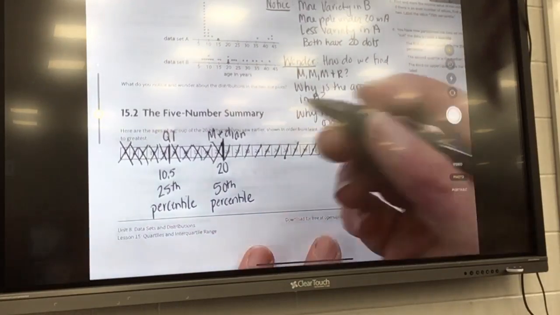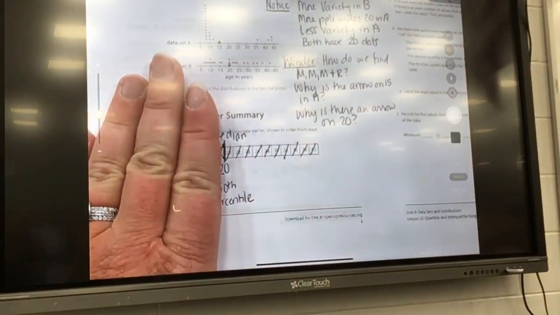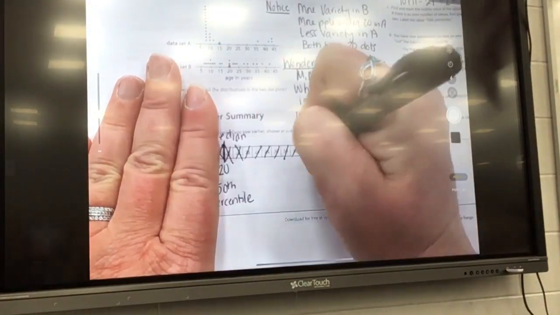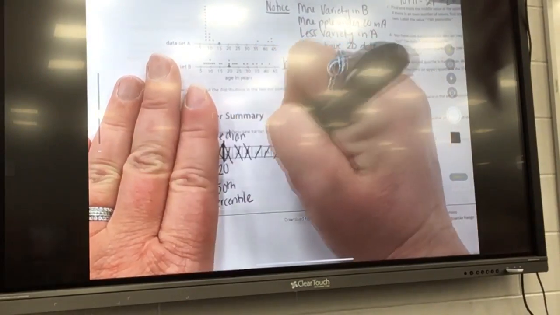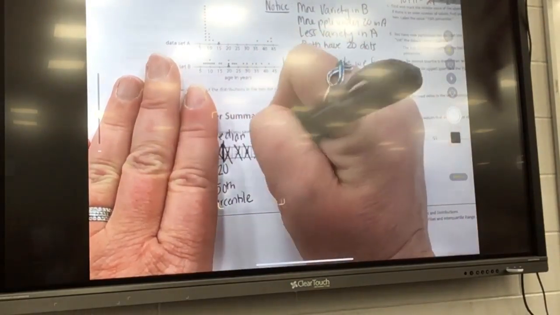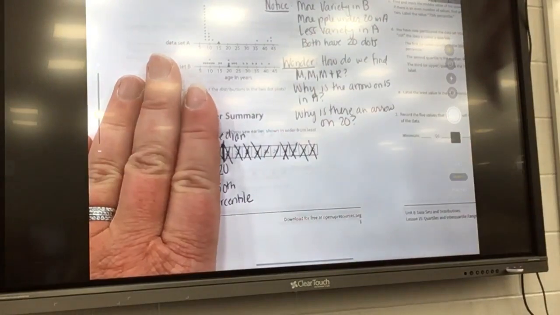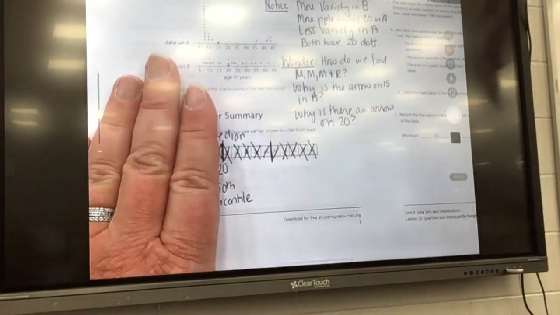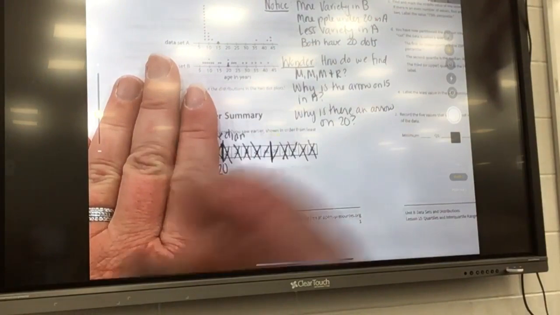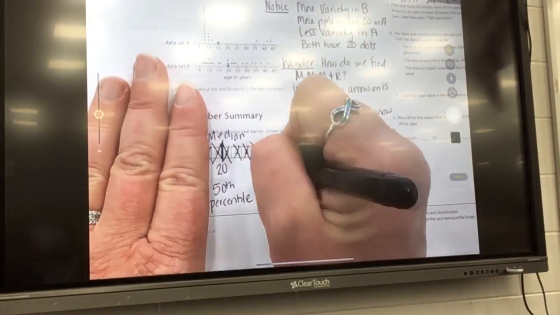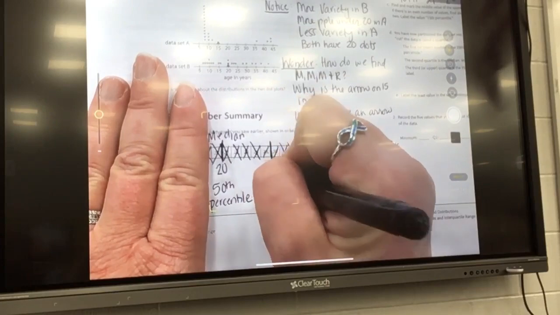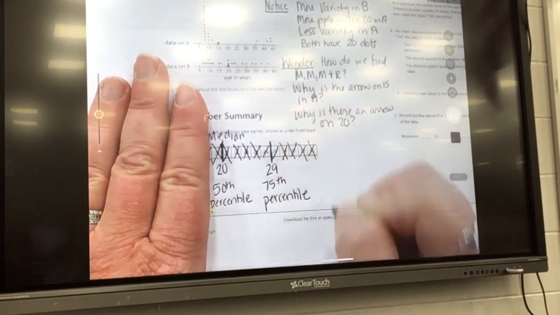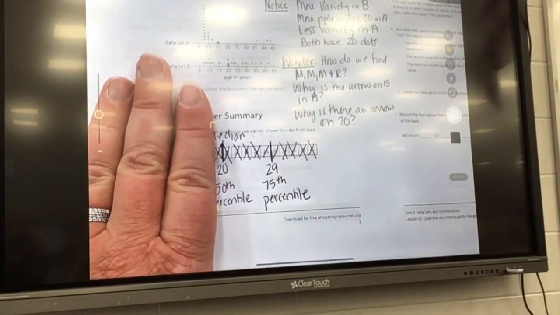All right. So go ahead, cover up your bottom half of your data. And we are left with 28 and 30. So what number falls between 28 and 30? 29. And this is our 75th percentile, also known as our Q3.